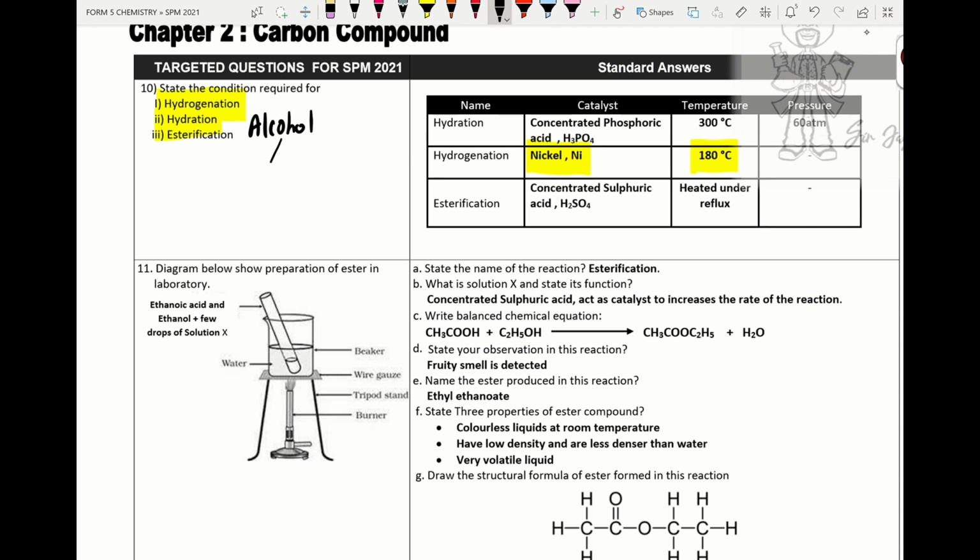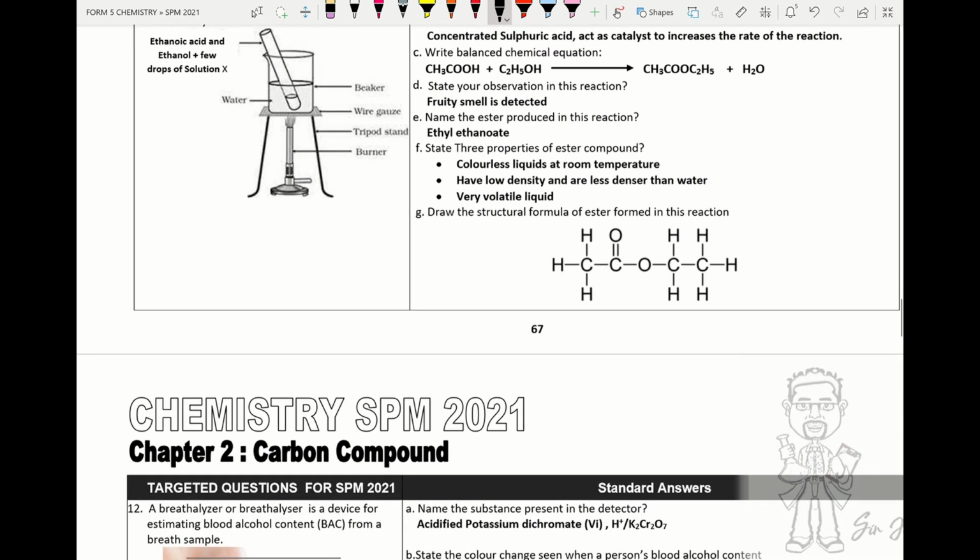In industry, for this we need concentrated phosphoric acid. Concentrated phosphoric acid, please remember 300 degrees Celsius, 60 atm. So it is given in the module, please check. For the esterification, preparation of ester, we need concentrated sulfuric acid. Please put heated under reflux. So please check all this.